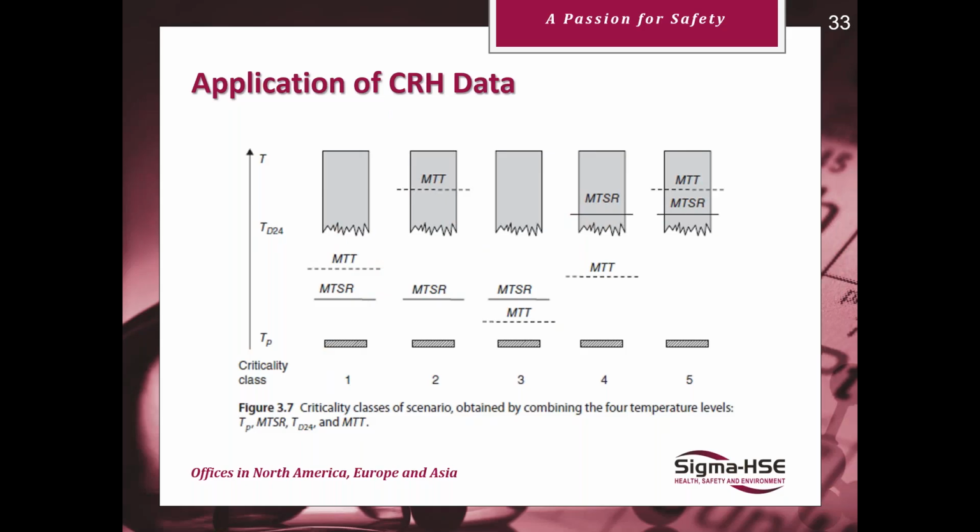So for class 1, we can see that the technical limit cannot be reached and the decomposition reaction is not critical since the MTSR is below the TD24 value. So only in worst case scenarios where inadvertent heating is applied can the technical temperature be reached. But even at this point, the evaporator cooling serves as an additional safety barrier.